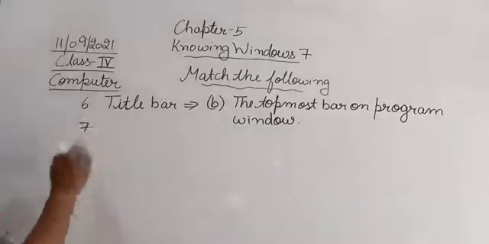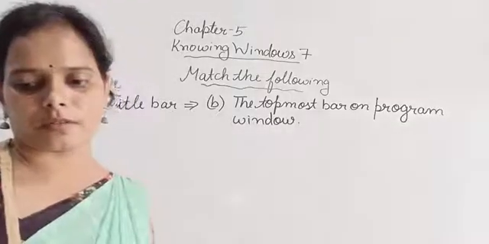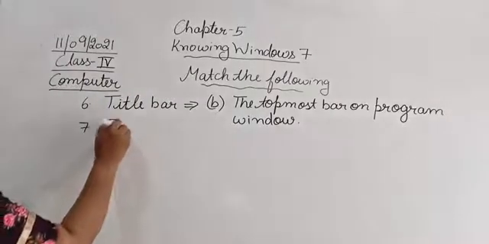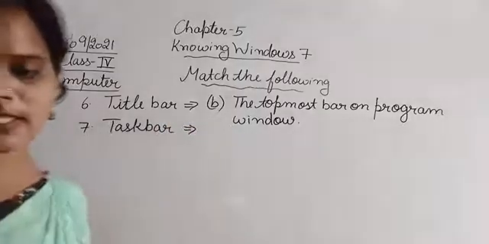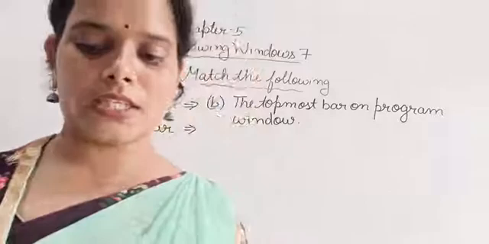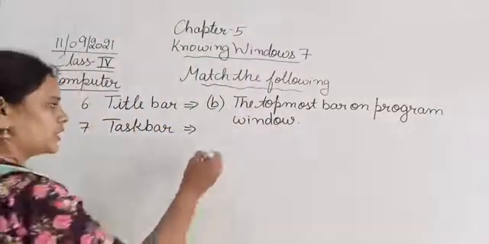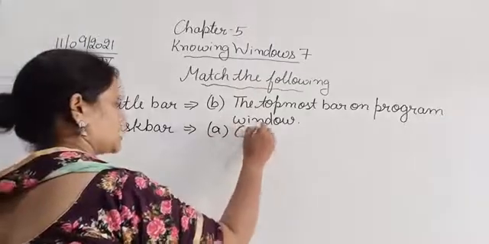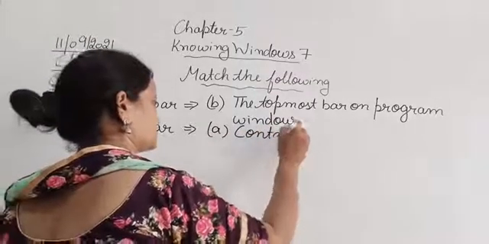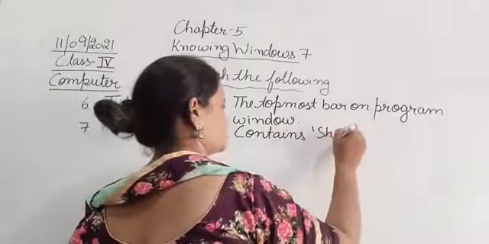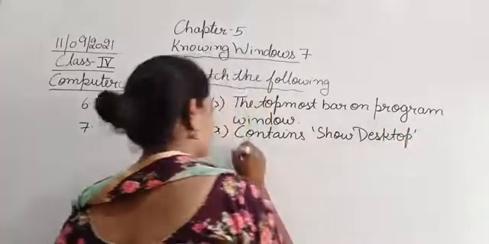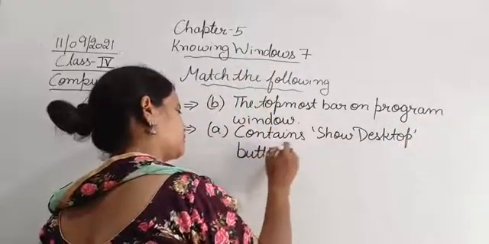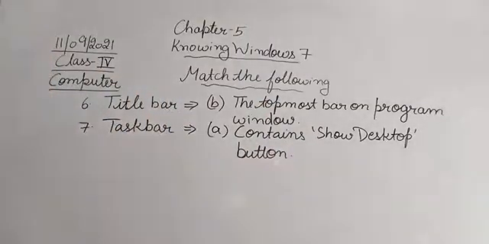Next, the last one, that is taskbar. So what is the taskbar? That is the seventh one. Taskbar contains show desktop button. Okay, that is option number A. That is the answer for the 6th and 7th. So you can pause it here and note it down in your notebooks.